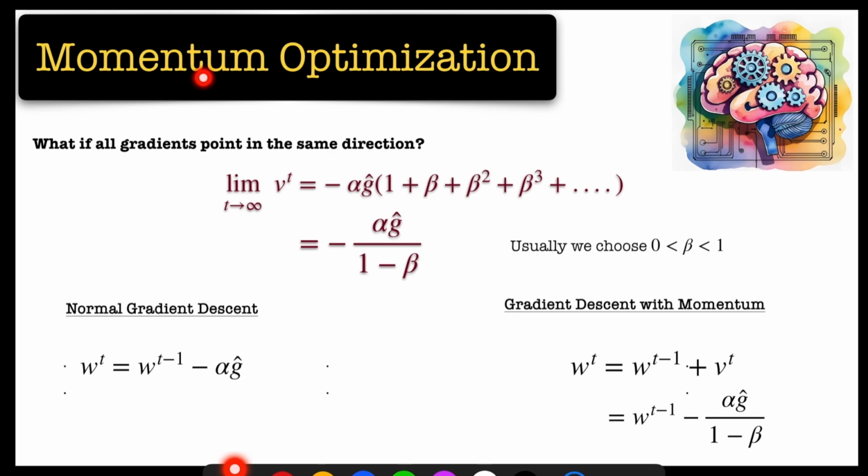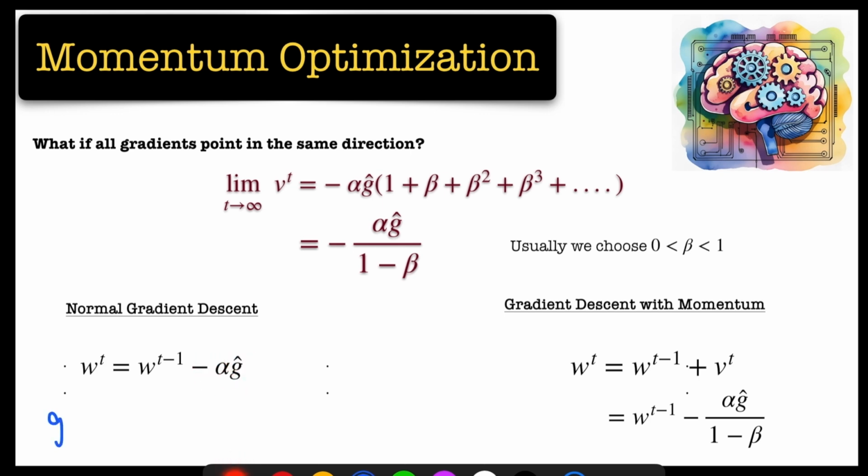In the previous momentum video, we discussed the main idea behind momentum: that if, for a few iterations, the gradients point in the same direction, then we'll take a much larger step in that direction. So we came up with this kind of formula here. For normal gradient descent, we had this equation: Wt equals Wt minus 1 minus alpha times the gradient.